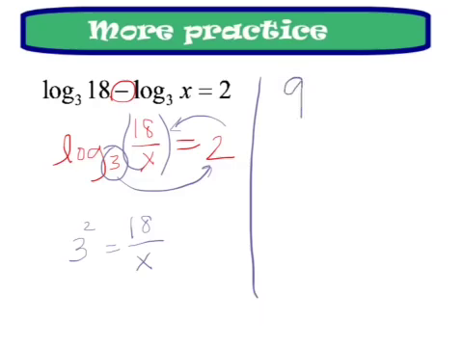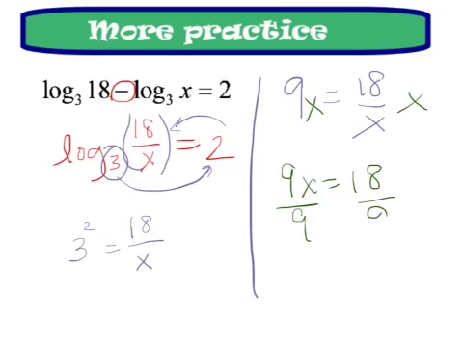3 squared is 9. And if I can't see that x should be 2, I can just use my algebra to solve it. Times x, I get 9x equals 18, and sure enough, x equals 2.